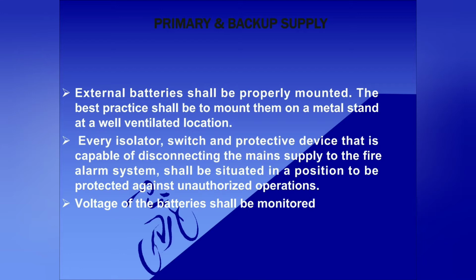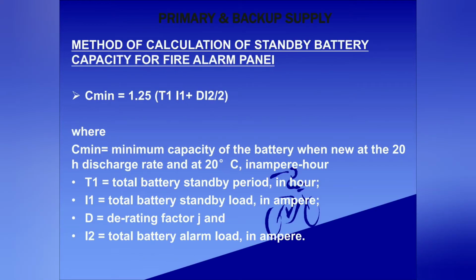Every isolator switch or protected device that is capable of disconnecting the main supply to the fire alarm system shall be situated in a position protected against unauthorized operation. The voltage of the battery is also to be monitored regularly. Let's see the calculation of battery capacity. C min is equal to 1.25 times (T1 I1 plus D I2) by 2, where T1 is the total battery standby period, I1 is the total battery standby load, D is the derating factor, and I2 is the total battery alarm load in amperes.